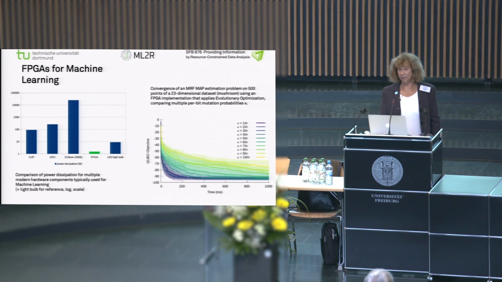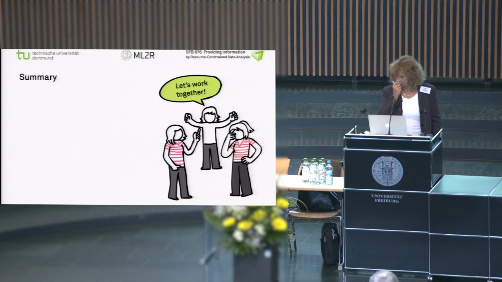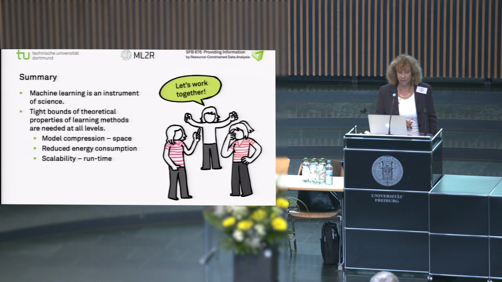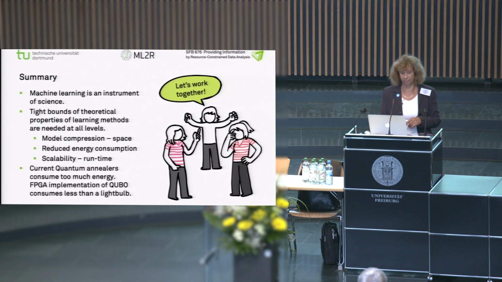So, with this I come to an end, and of course the message is clear. I think that we should work together, and so I said what I think machine learning is. It is an instrument of science, and a science in its own right, because it has its own theory. It is a theory of the bounds of the properties of our methods, so that we have model compression to reduce the space, reduced energy consumption to reduce the energy, of course, and then scalability to reduce the runtime.